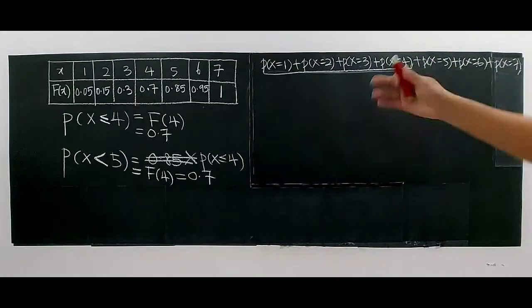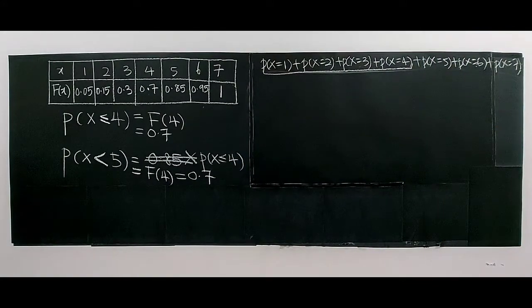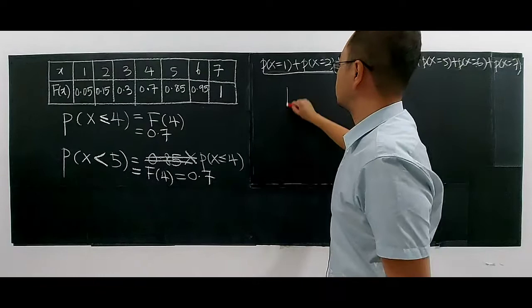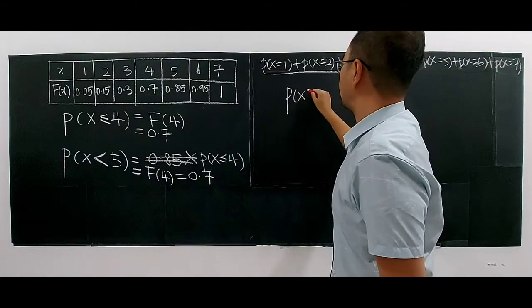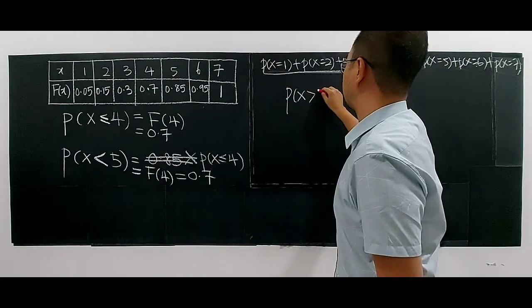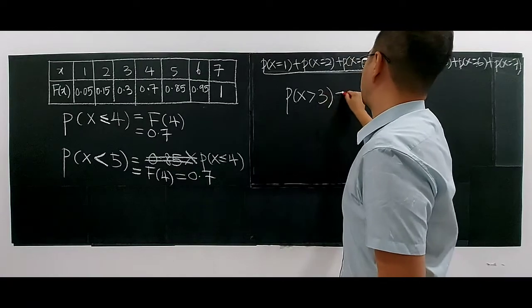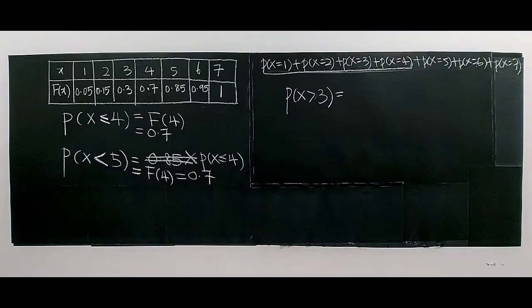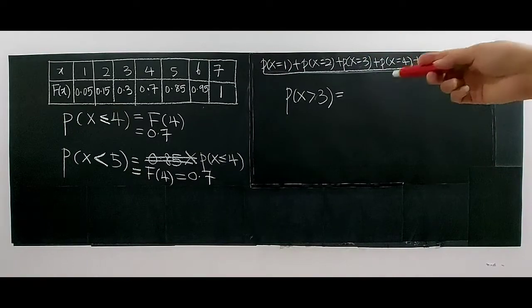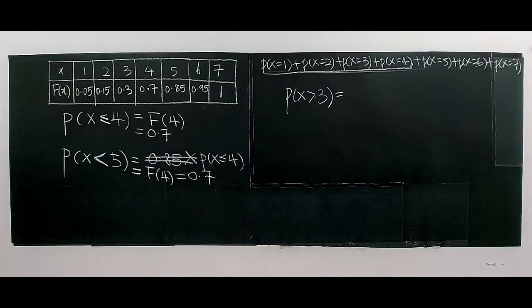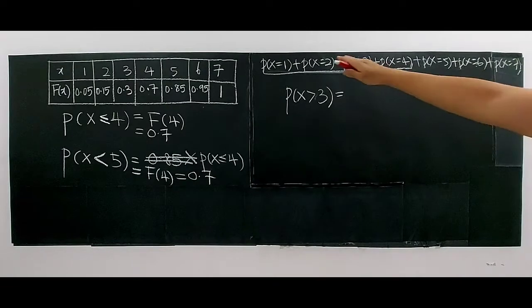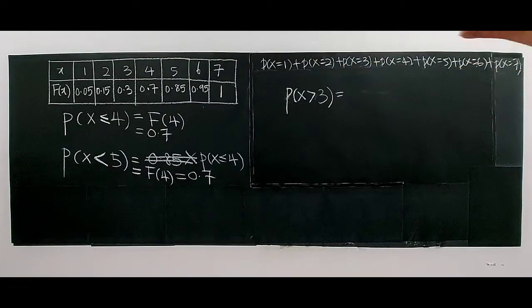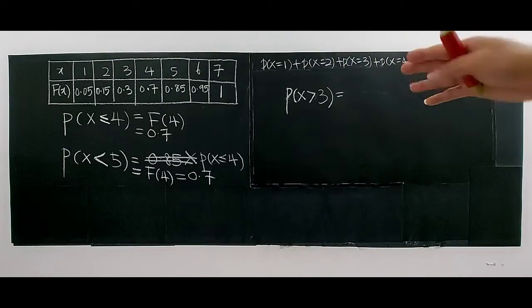I go through many examples so that you can understand. For example, if I'm asking you to find the probability of X more than 3, right? What does it mean by more than 3? Let's look at the probability of X more than 3.